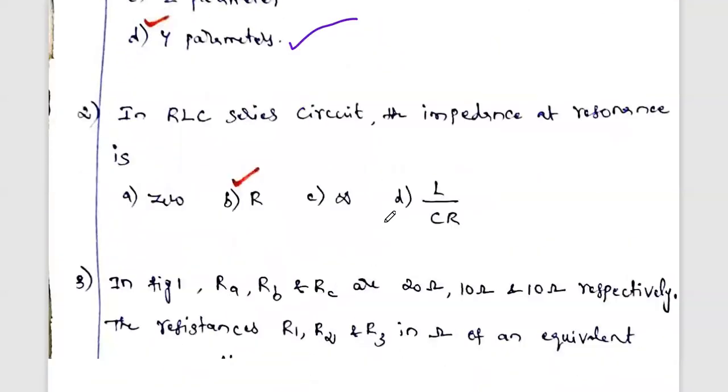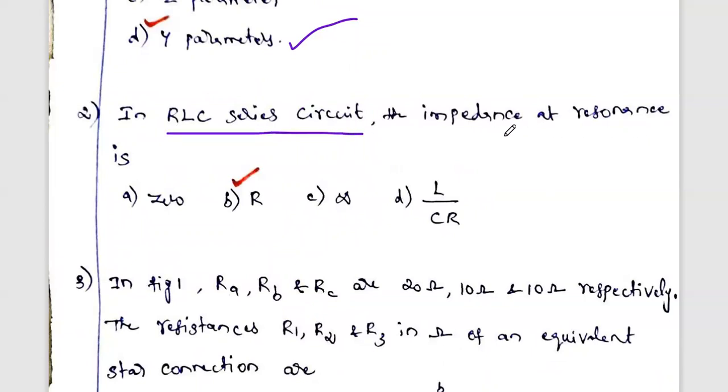Then the next question you see: in an RLC series circuit, the impedance at resonance is dash. So in series resonance and parallel resonance circuits, we already discussed in circuit analysis. If you want to learn more about that, I already posted all lecture videos related to this subject in a separate playlist named circuit analysis and circuit theory. I will give the link for that playlist in the description box.